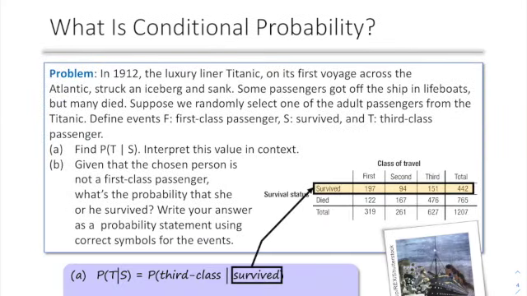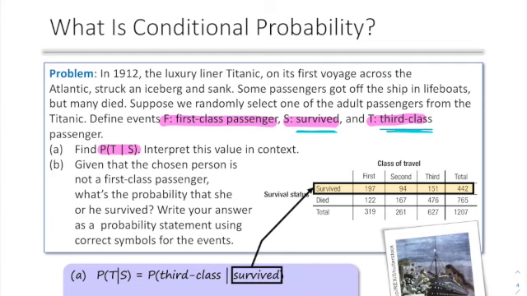So here's an example. In 1912, the luxury liner Titanic, on its first voyage across the Atlantic, struck an iceberg and sank. Some passengers got off the ship in lifeboats, but many died. Suppose we randomly select one of the adult passengers from the Titanic. We're going to define the events F to be a first-class passenger, S is that they survived, and T is that they were in third class. So part A, find the probability of T given that S has occurred. So looking back up here, we're talking about the probability that a randomly selected person is in third class given that we know they have survived.